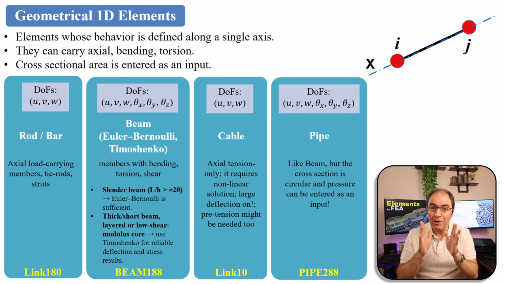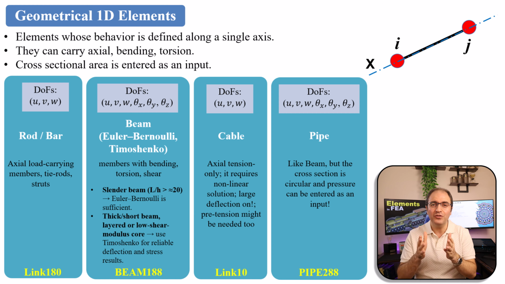So again, remember, when selecting a one-dimensional element or any other element, you should always ask, what loads does the element need to carry? What degrees of freedom are required? And are there any special nonlinear effects such as large deflections or pretension that must be considered? Answering these questions correctly ensures that your model captures the right physics without unnecessary complexity.